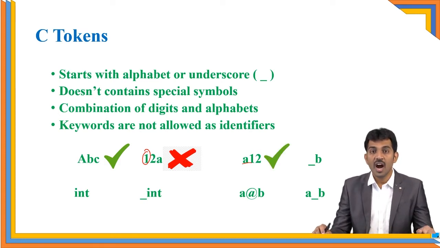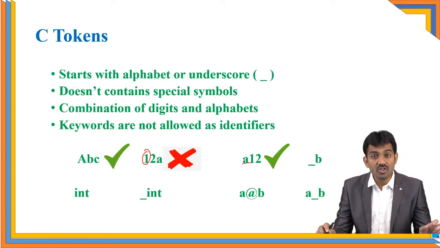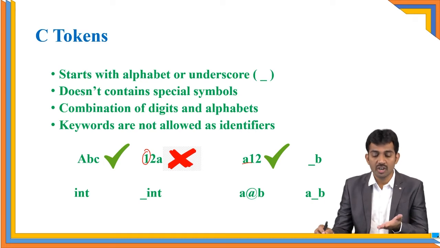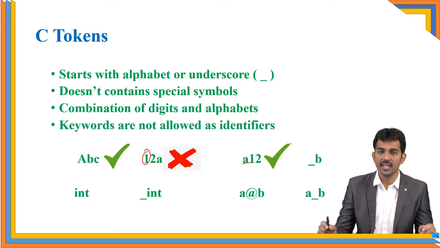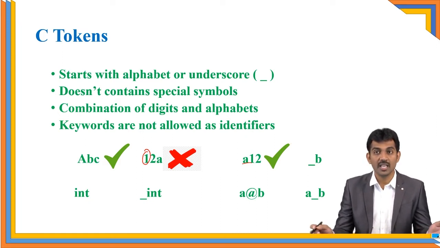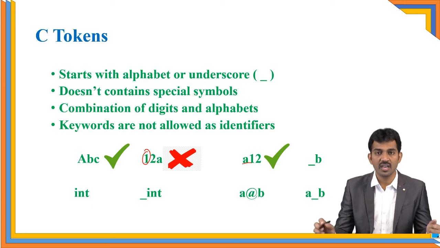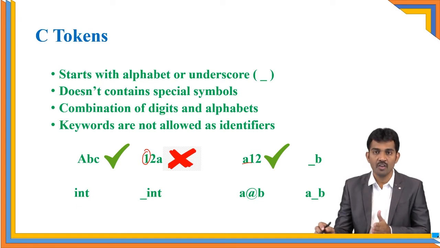Next, coming to _B. As per the rules, it does not start with a number or any special symbol, but it starts with an underscore. Yes, underscore is valid, so the first point is valid. It does not contain any special symbols other than underscore. And next is a combination of digits and alphabets.